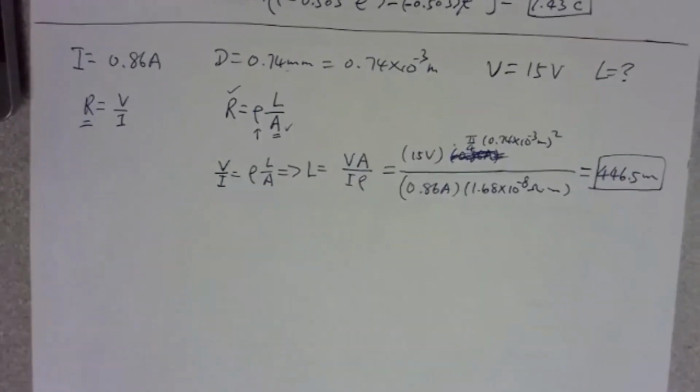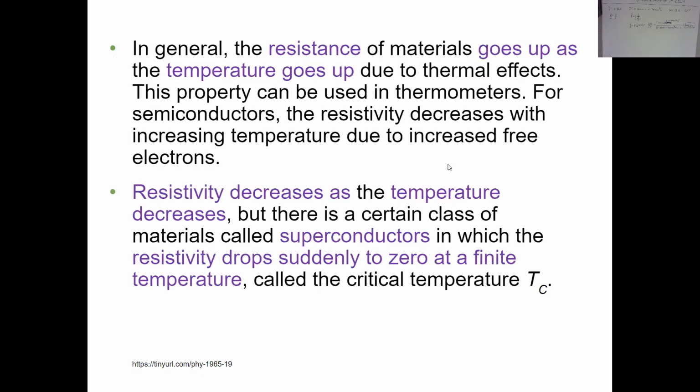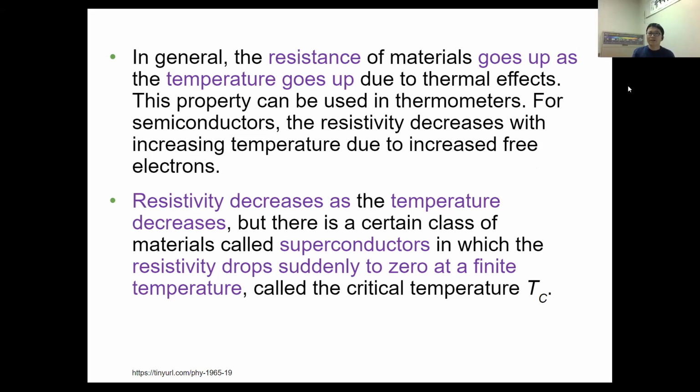All right, so let's go back to the slide. Okay, so resistance is related to temperature. I think we have learned that, or actually used that in the thermal expansion lab, right? We measure resistance and then relate it to the temperature. So in general, the resistance of a material goes up as the temperature goes up due to thermal effects, okay? But for semiconductors, that's another story. It actually decreases with the increase in temperature due to the increasing number of free electrons.